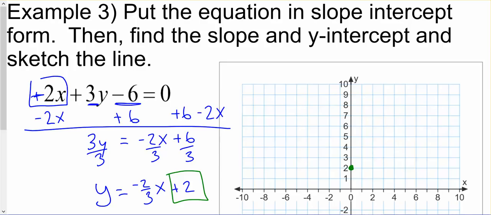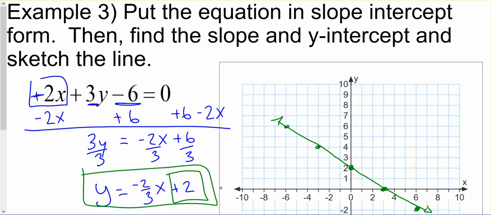That means down 2 and right 3. If we're moving the other direction, we'd be going up 2 and left 3. And pretend that I can draw a line through my points. That's the hardest thing for me to do. And there's our line. This is our equation: y equals negative 2 thirds x plus 2.